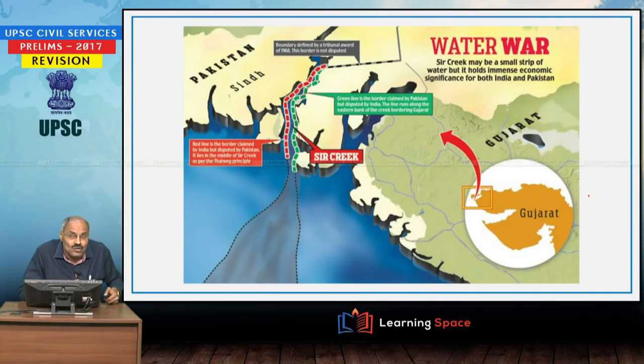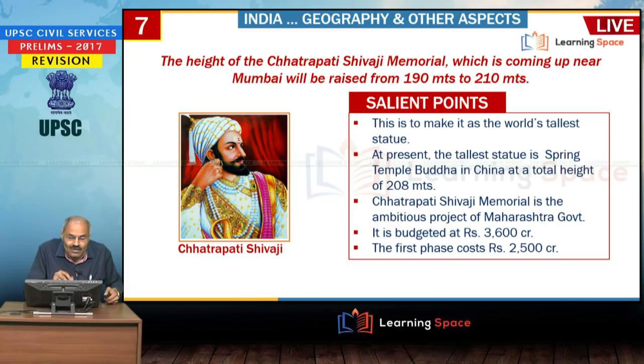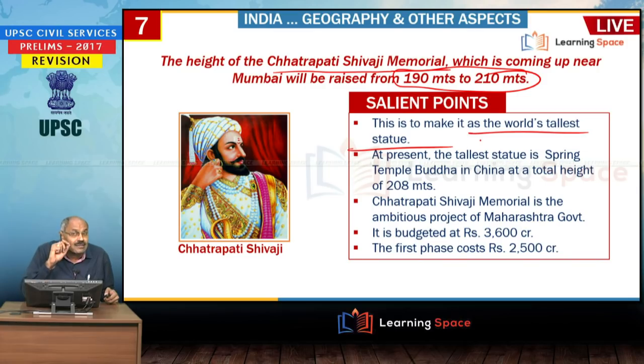So, this is the present day position, and if you go ahead, the height of Chhatrapati Shivaji Memorial, which is coming up near Mumbai, will be increased from 190 meters to 210 meters, to make it the world's tallest statue. So, Chhatrapati Shivaji statue near Mumbai will become the world's tallest statue. Total budget is rupees 3,600 crores, and the first phase costs rupees 2,500 crore, and at present the tallest statue is Spring Temple Buddha in China.